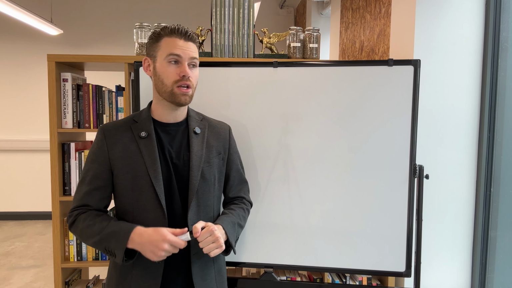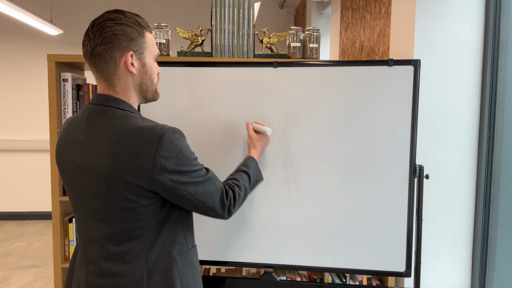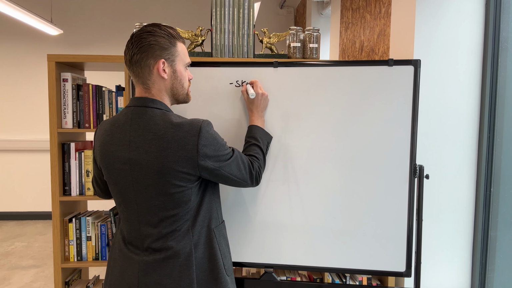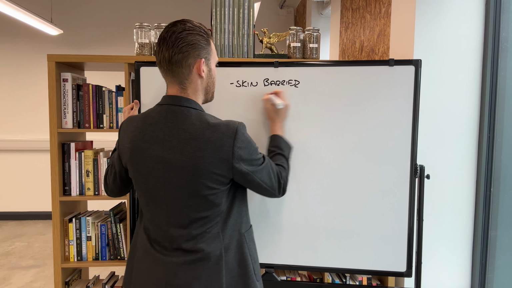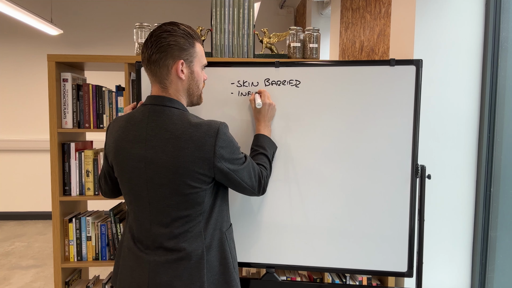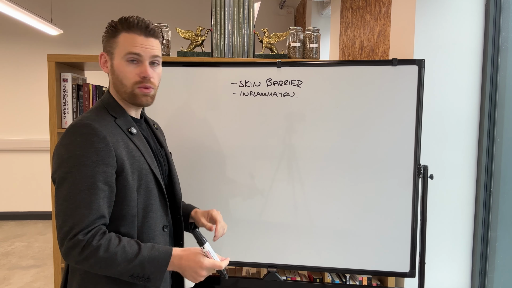So first things first, what is eczema? So we know it's a disease of skin barrier, so skin barrier dysfunction. And it's also a disease of inflammation. So already we have two components that we can focus on. So where's this coming from?